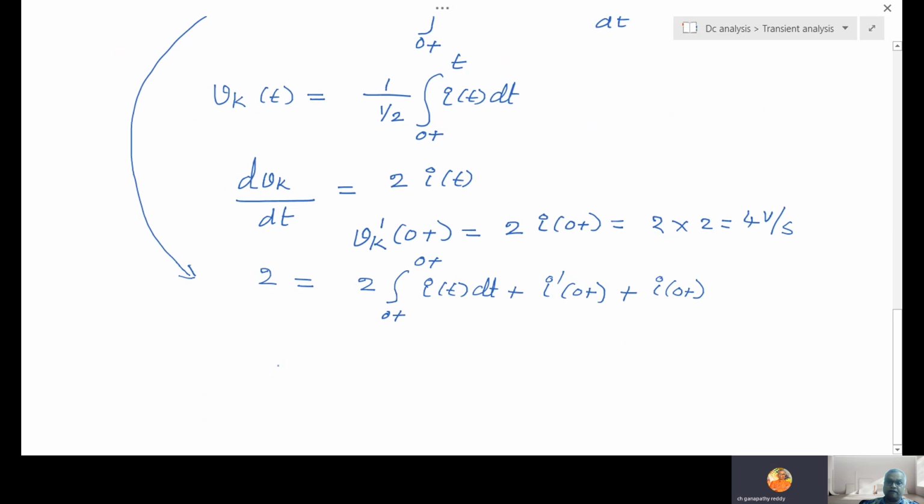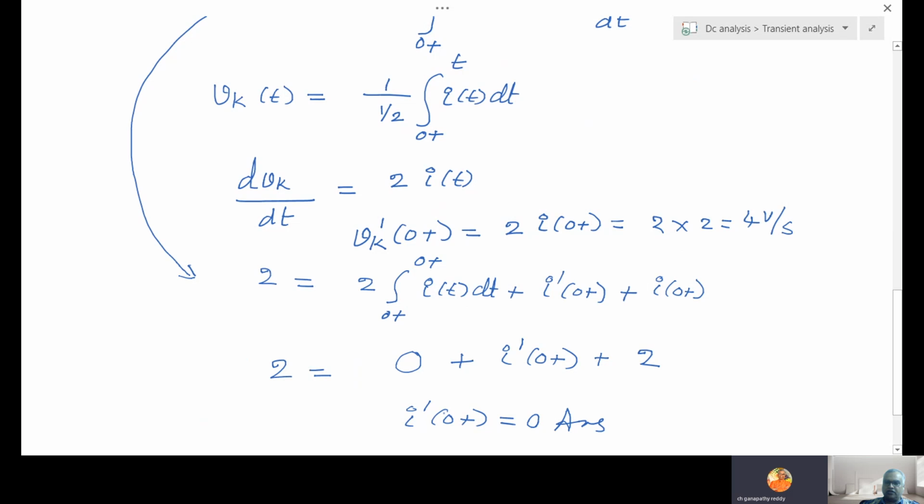So in this, 2 is equal to 0 plus 2, and this is anyway 0. I prime 0 plus, we want to answer. What is I0 plus? Already got 2. So 2 cancel. I prime 0 plus is equal to 0. So this is the answer.